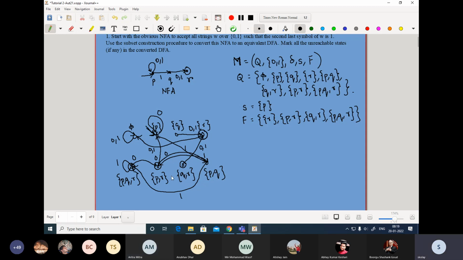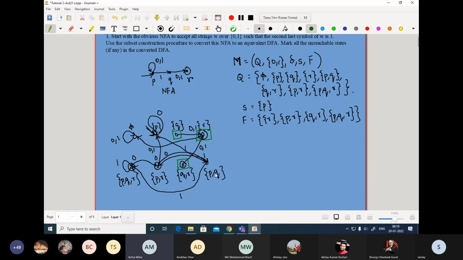Okay. Now, can you give an example of a state which is not required? Even if I remove that state, it will not affect the language. That is right. Q, Q comma R. Okay. So I'm just marking it like this: Q, Q comma R. Anything else? Only R. Okay. You'll have to give me reasons. I'm just marking it for now.